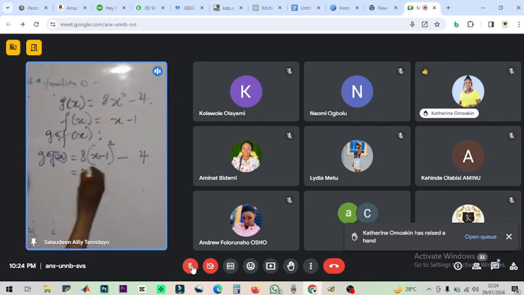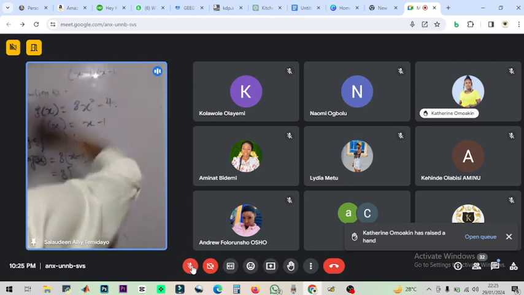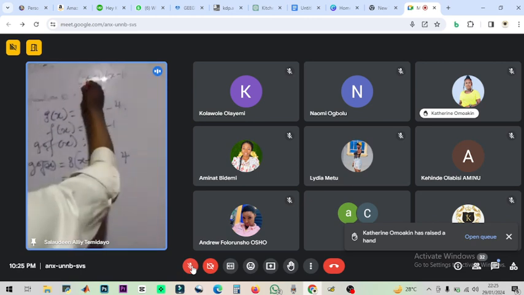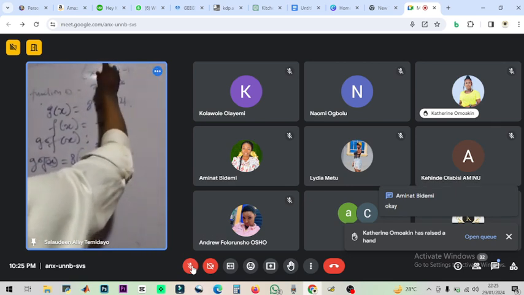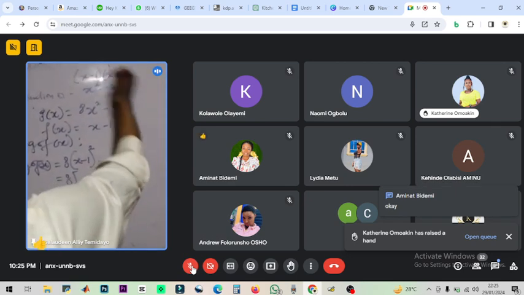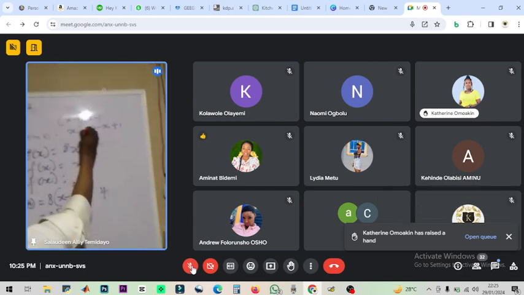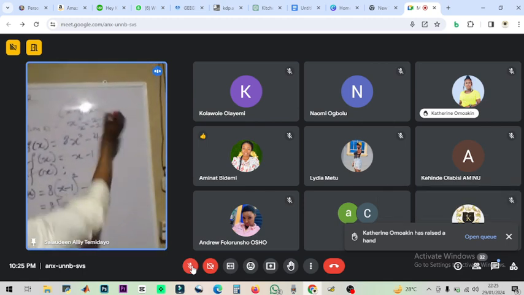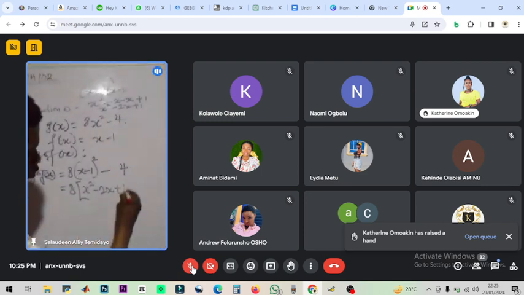So this is 8 times, open this bracket, (x minus 1) squared. You can go somewhere and open it. If you had known it before, you don't need to go through the stress. Open it. This is x times x, x squared. x times minus 1, minus x. Minus 1 times x, minus x. Minus times minus 1, plus 1. So this is x squared minus 2x plus 1.